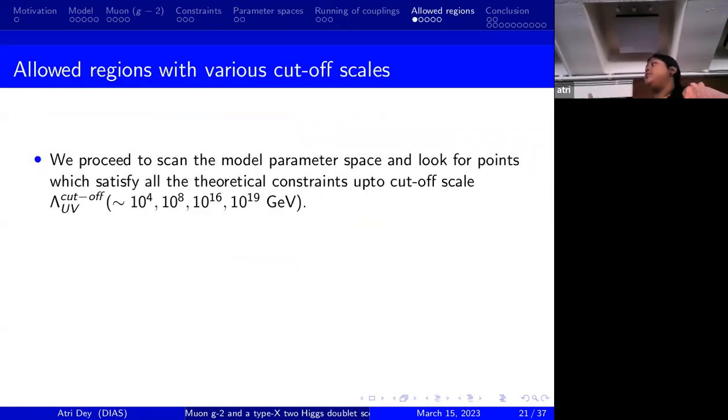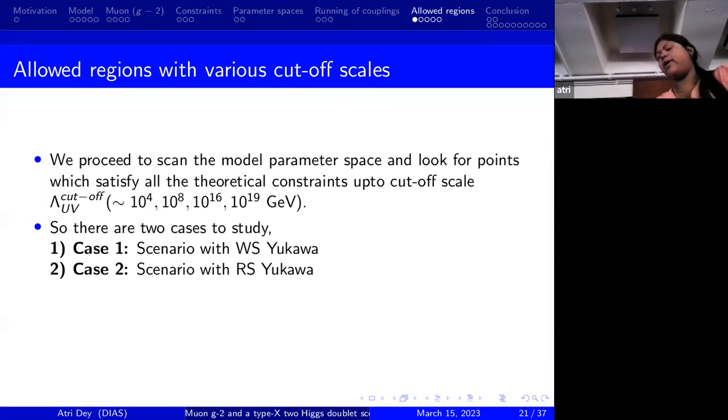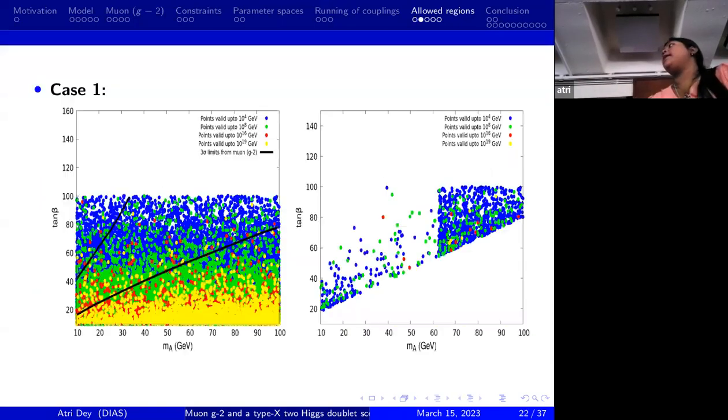Now we proceed to scan the model parameter space to look for the points which satisfy all the theoretical constraints like vacuum stability, perturbativity, and unitarity up to various cutoff scales from 10 to the power 4 GeV to the Planck scale. There are two scenarios, as we already discussed: the wrong-sign Yukawa and the right-sign Yukawa. Here is case 1, the wrong-sign Yukawa scenario.